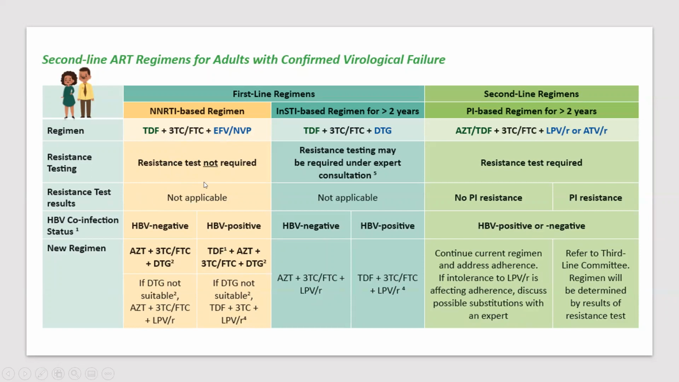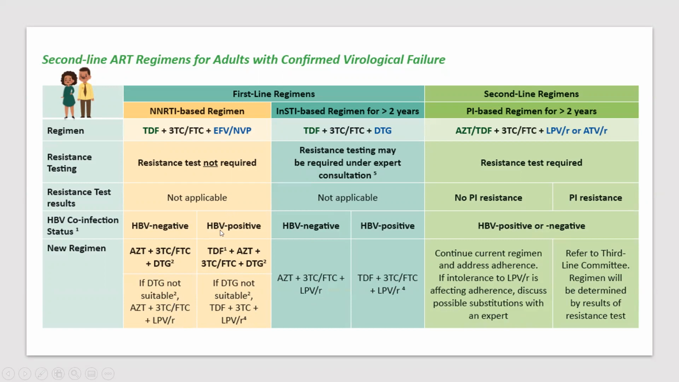When they are failing treatment, it's always advisable, because they are taking tenofovir, to check their hepatitis B status. If it's negative and you want to switch this patient, you could safely remove tenofovir because they are hepatitis B negative. So they'll be on zidovudine, lamivudine, and dolutegravir, because you have moved to drugs that were not used before. If they are not suitable for dolutegravir, maybe because of side effects, you could remove dolutegravir and replace it with lopinavir over ritonavir, which is also known as Aluvia or Kaletra.